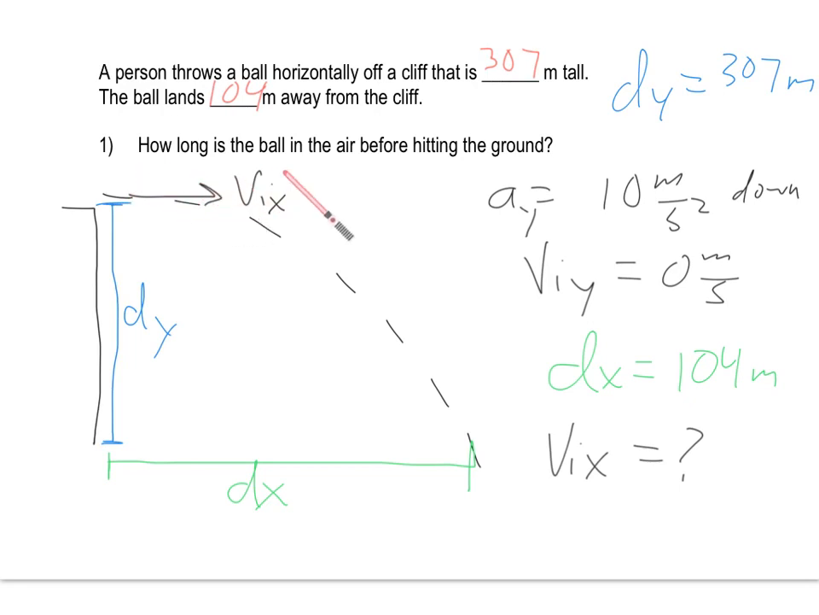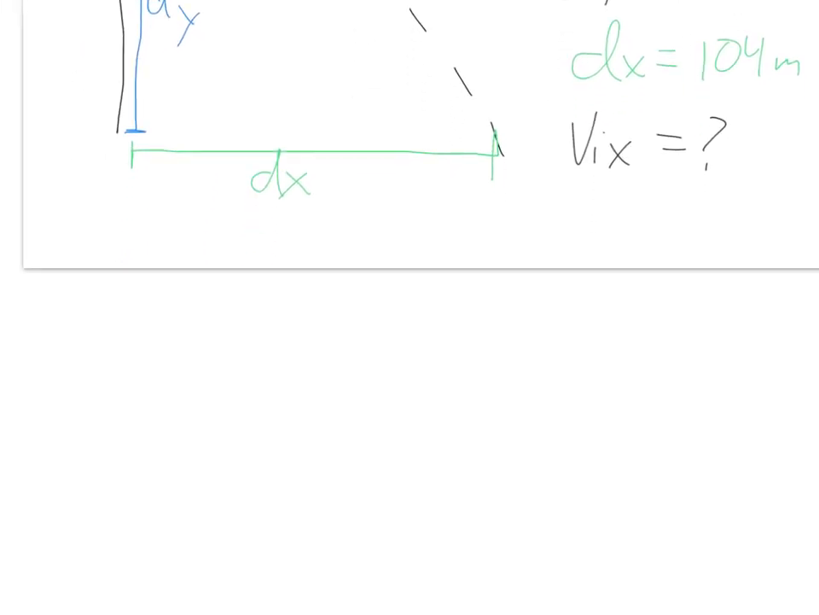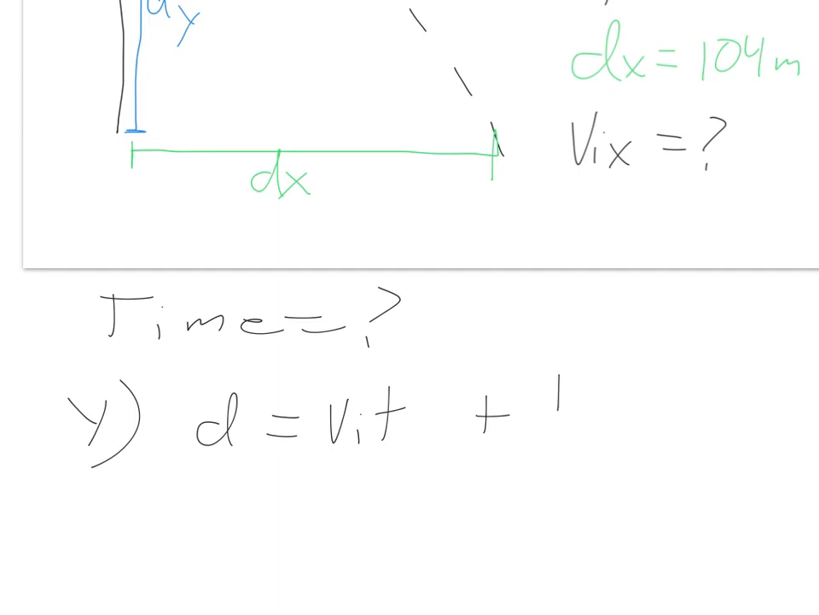Question one says, how long is the ball in the air before hitting the ground? The question is asking us to solve for the time. The time here, that's our unknown. And the reason that the ball hits the ground in the first place, that's gravity. So gravity only acts vertically, so I'm looking in this vertical dimension that we call y. The key is to look at it from displacement. The displacement equation says d equals vit plus 1/2 at squared.